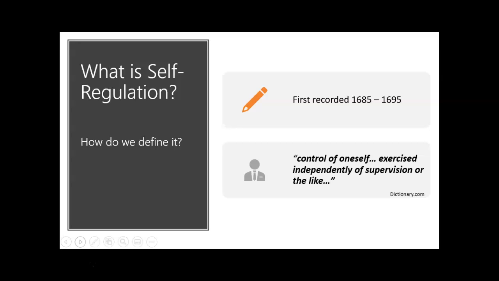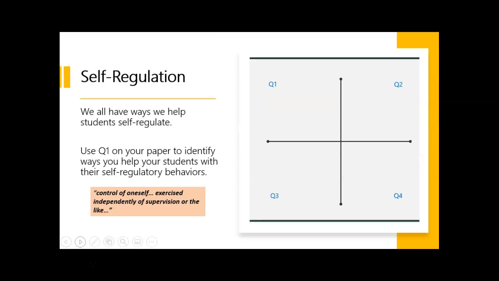So what I would like you to do next is, on that piece of paper where you just made those quadrants, take 1 minute to identify ways that you help your students self-regulate. Remembering our definition of self-regulation is control of oneself exercised independently of supervision or the like, and it is going to be shown on the screen for most of our time together today for you to refer to. Knowing that's the definition, how do you support your students in their self-regulatory behaviors? I'm starting a 1 minute timer on my phone. You'll hear it go off when the time is up, and then we will move on to the next part of the conversation.